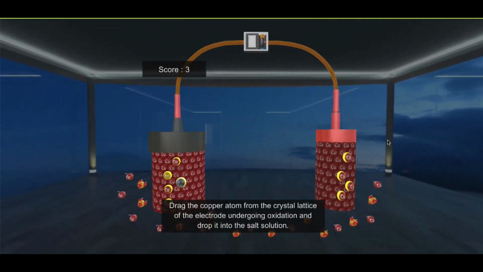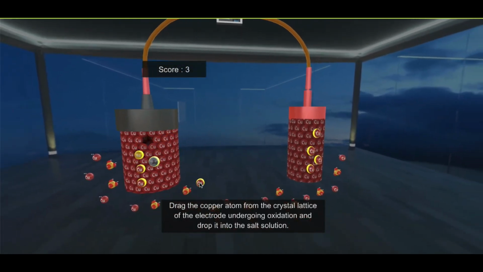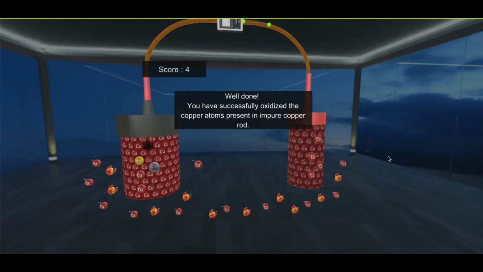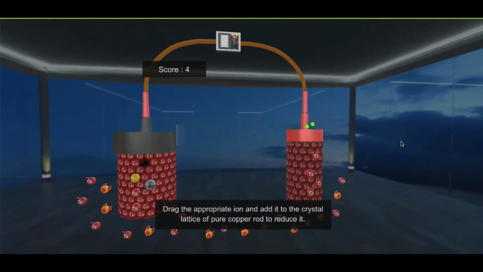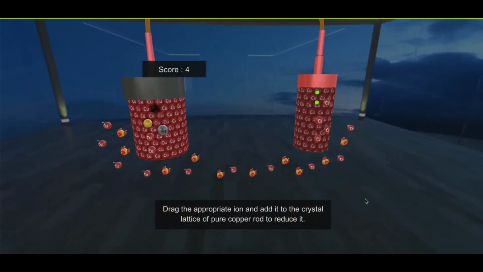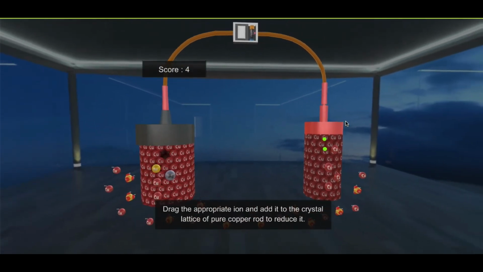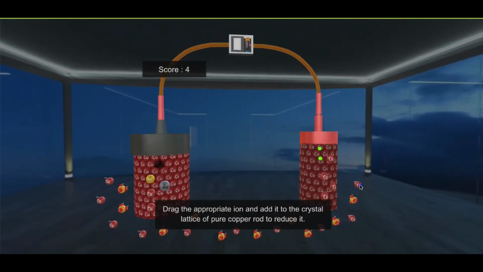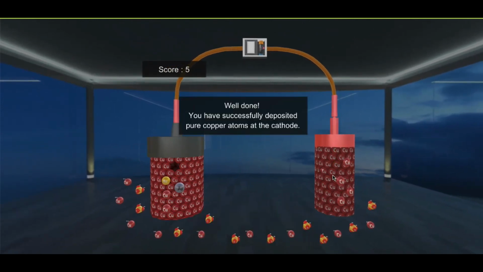Drag the copper atom from the crystal lattice of the electrode undergoing oxidation and drop it into the salt solution. Well done! You have successfully oxidized the copper atoms present in the impure copper rod. Drag the appropriate ion and add it to the crystal lattice of the pure copper rod to reduce it. Well done! You have successfully deposited pure copper atoms at the cathode.